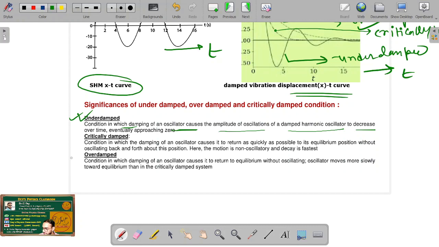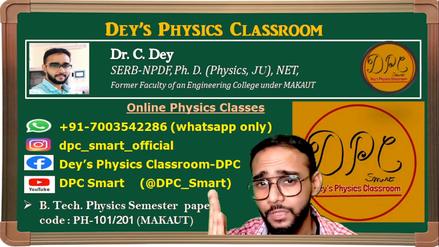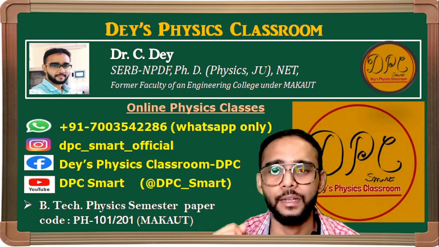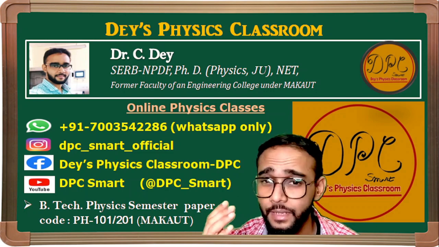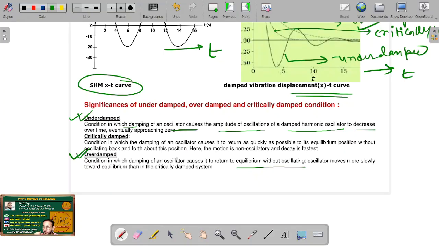Next, the significance of the overdamping case. In case of overdamped vibration, the motion is not oscillatory. That means the motion is non-oscillatory in nature and the displacement will decay exponentially with time but at a very slow rate. So the overdamped condition is a condition where damping of an oscillator causes it to return to its equilibrium position without oscillation. That means it is non-oscillatory in nature. So the displacement decay rate is very slow.